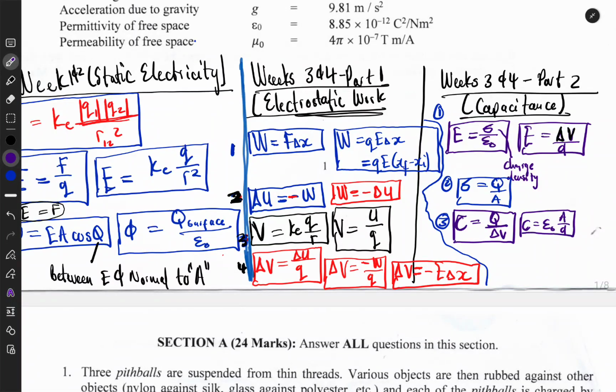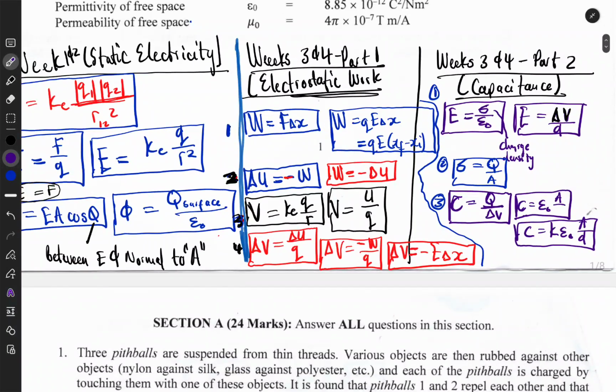Then the last one is capacitance is equal to K mu 0 A over D. This is just mu 0 if there is no dielectric. If the dielectric is there, it's K mu 0, then A over D. A is the area of one of the plates, and D is the distance between the two plates. This is the third one.